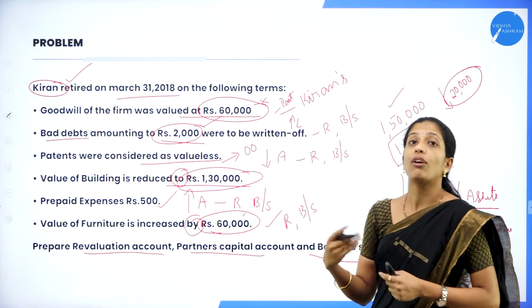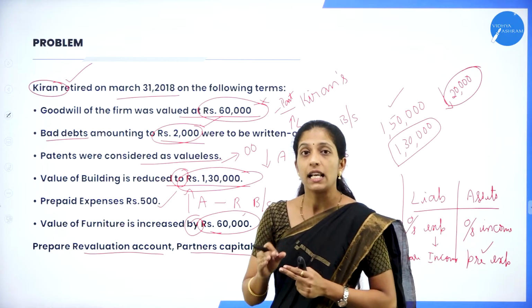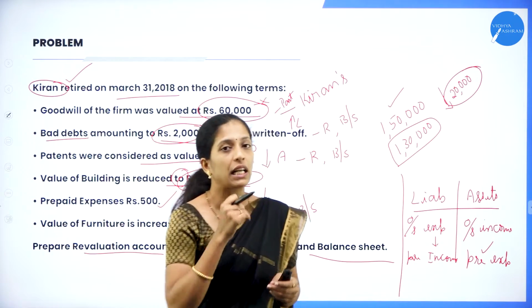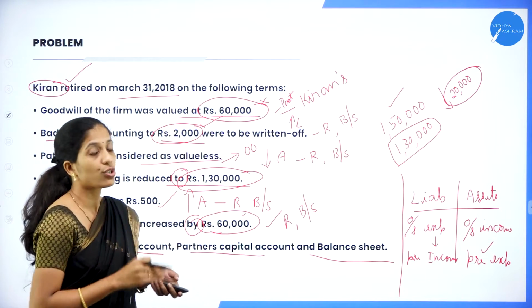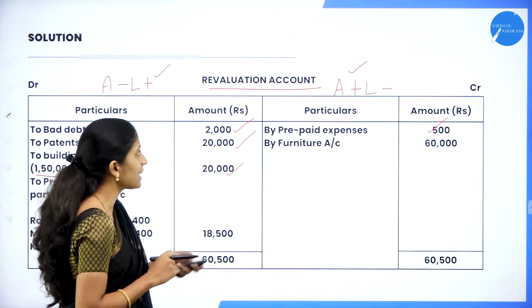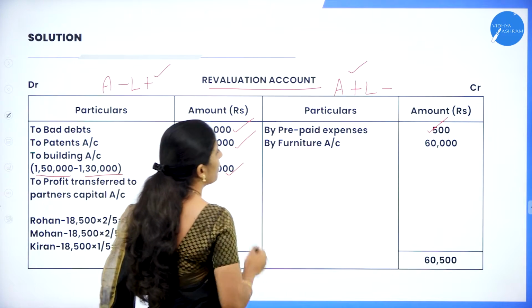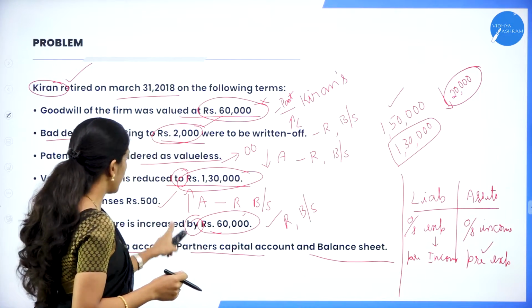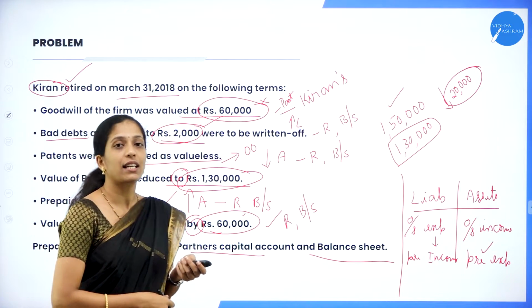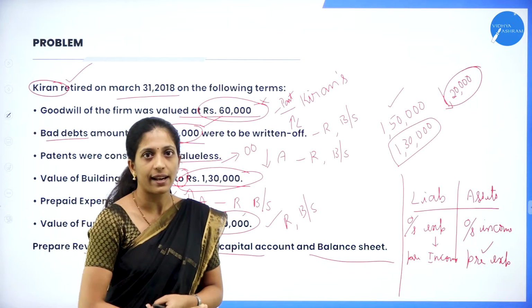Next one, value of furniture is increased by rupees 60,000. So here value of furniture. Furniture is an asset. Here the value of asset has been increased. To what extent? By rupees 60,000. So where do we record increase in asset? In the credit side. So by furniture 60,000. There is no other adjustment. So we are done with increase or decrease in the value of assets and liability.